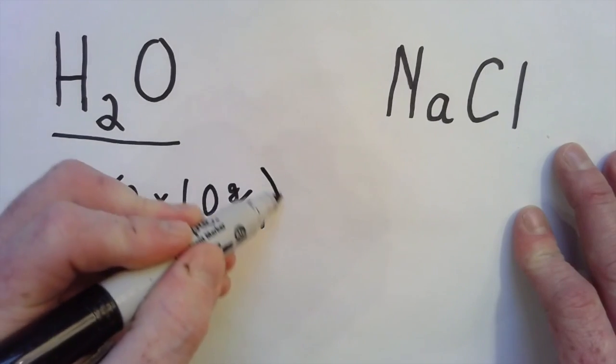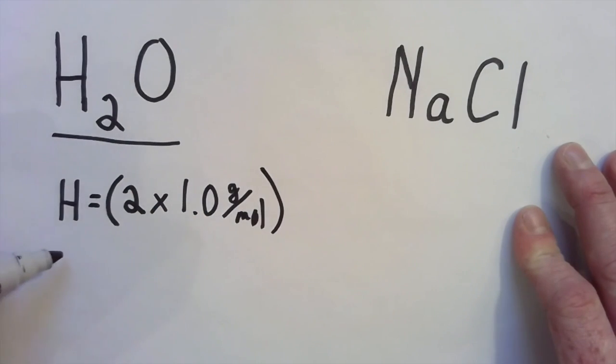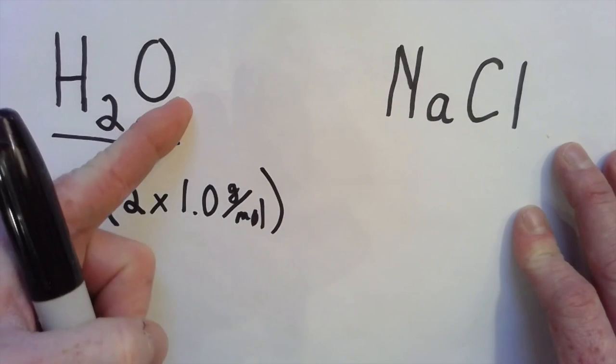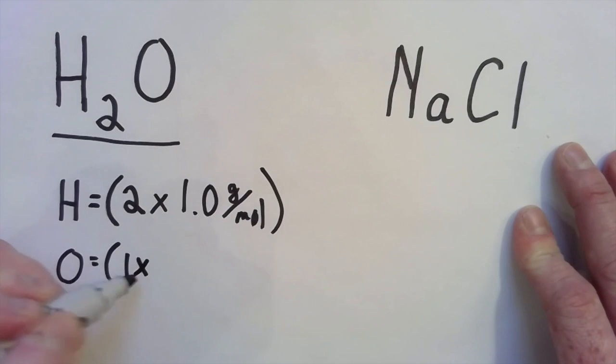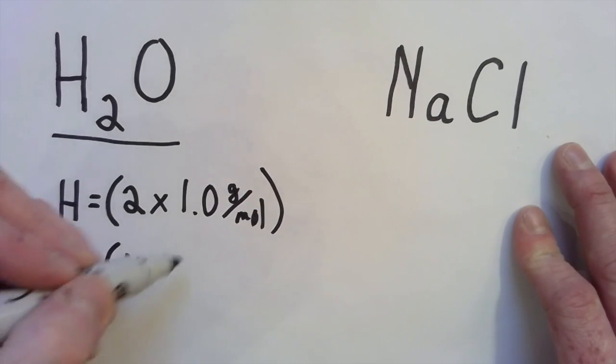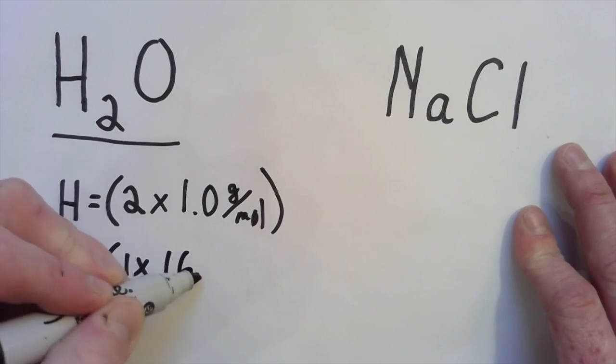Okay? And we're going to look at oxygen. Oxygen has only 1 atom of it right here. So we're going to multiply that by 15.99. I'm going to round it up to 16 so that everybody understands what's going on here.